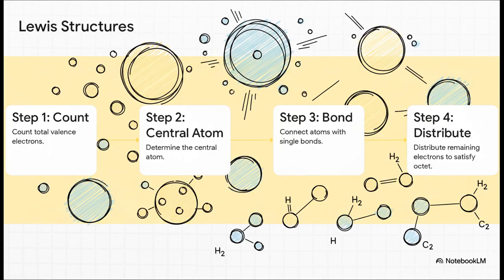So how do we actually map out where these electrons are? Well, we use something called a Lewis structure. It sounds complicated, but it's just a simple 4-step recipe. First, you count up all the valence electrons. Easy enough. Second, you figure out which atom goes in the middle. Third, you connect everything together with some basic bonds. And finally, you just sprinkle the rest of the electrons around to make sure all the atoms feel stable and complete. And boom, you've got your blueprint.